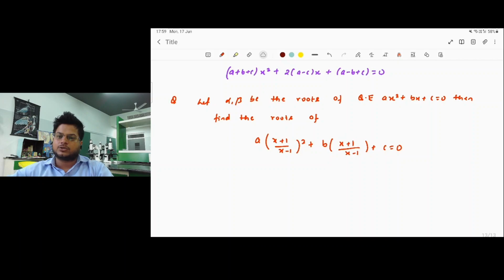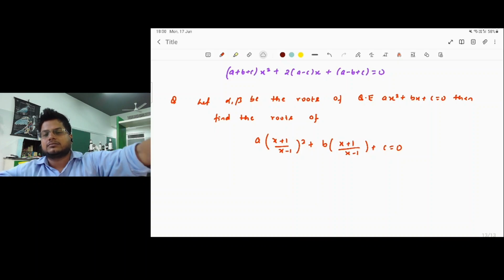So here, there should not be much problem if you go with the conventional method. You can assume (x+1)/(x-1) as z, like in the third or fourth lecture where we took 2 power x as z, then formed a quadratic and solved it, isn't it? Here you assume (x+1)/(x-1) as some z, and you get az square plus bz plus c equals 0. Then when you solve, you will get z equals alpha and z equals beta, and then you have to find the x value.